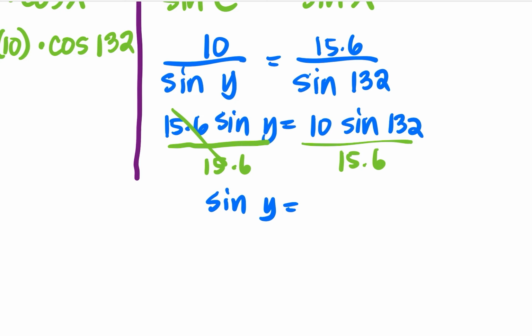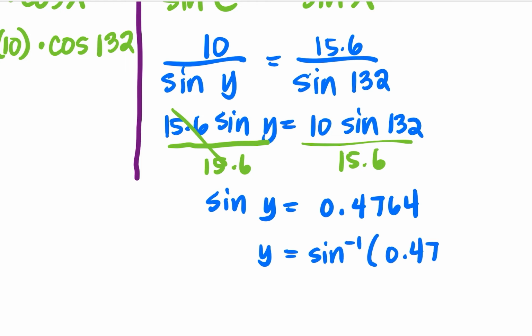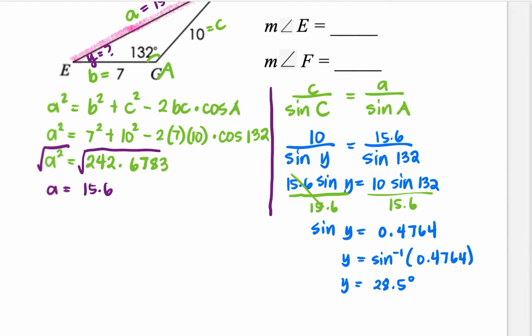Let's use 4 decimal places. So I will have 0.4764. Since we are trying to find the value of Y, we're gonna take inverse of sine. So 0.4764. So Y is equal to, if we were to use tenths place, that would be 28.5 degrees. Remember, Y is a measure of an angle.